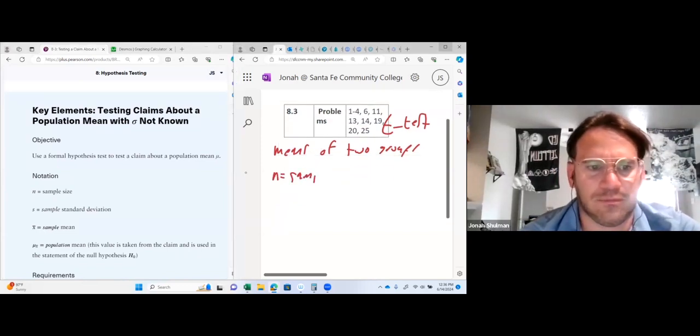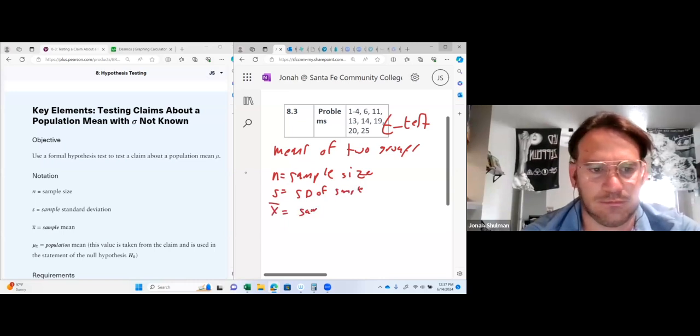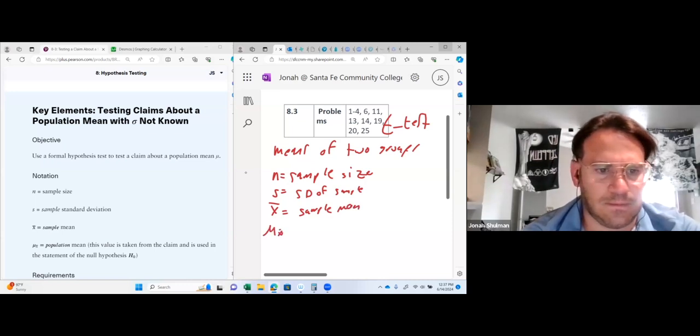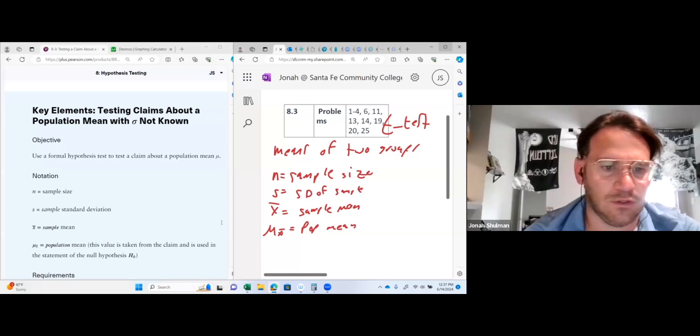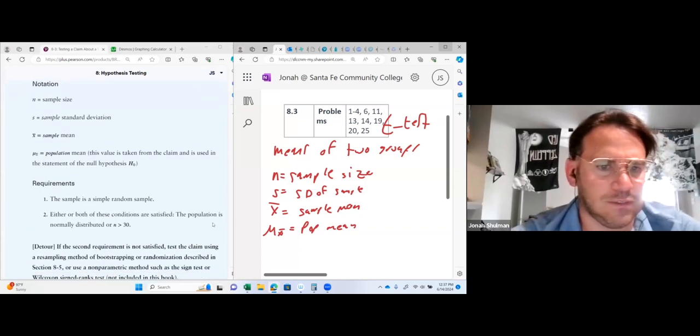These are all the pieces we need. There's our sample mean, our sample size. s is your standard deviation of the sample. x bar is your sample mean. This is the population mean. We're going to use this for our null hypothesis. And that's it.